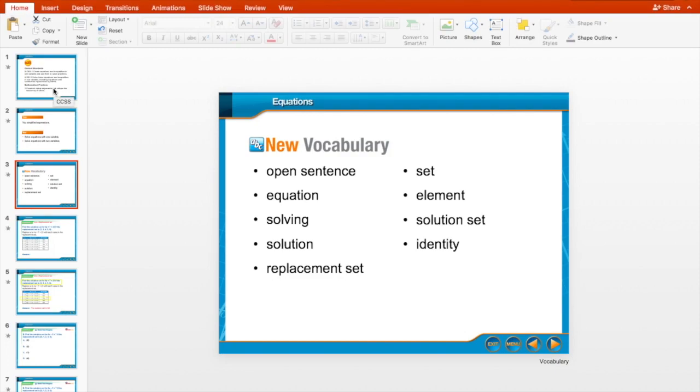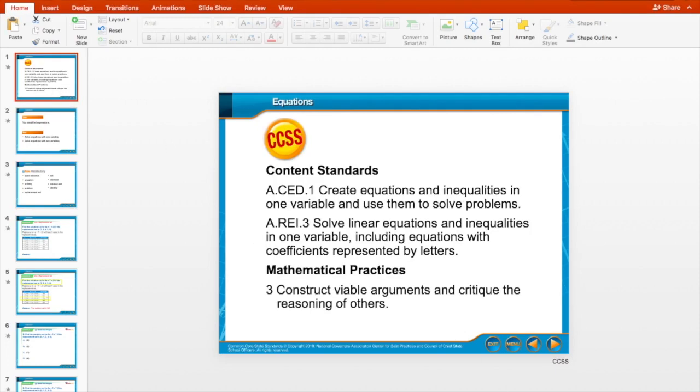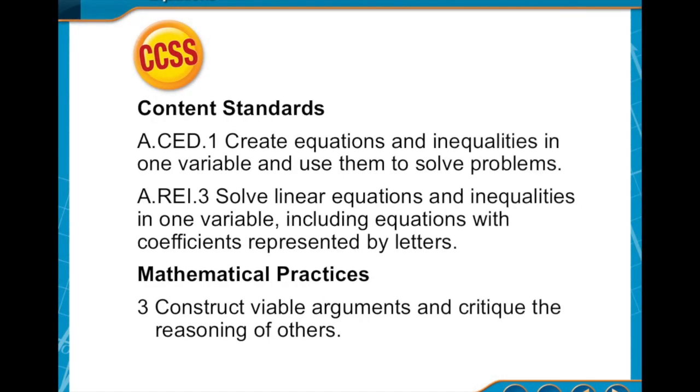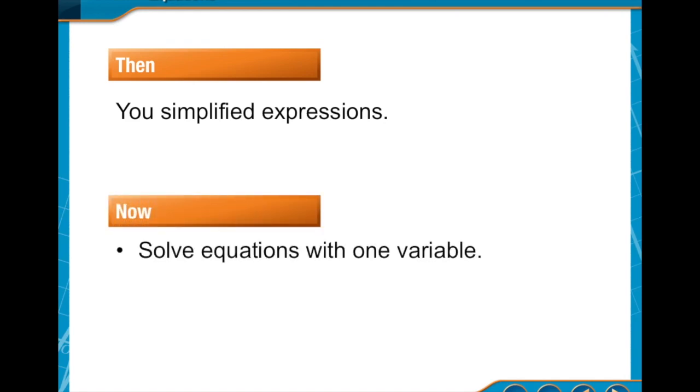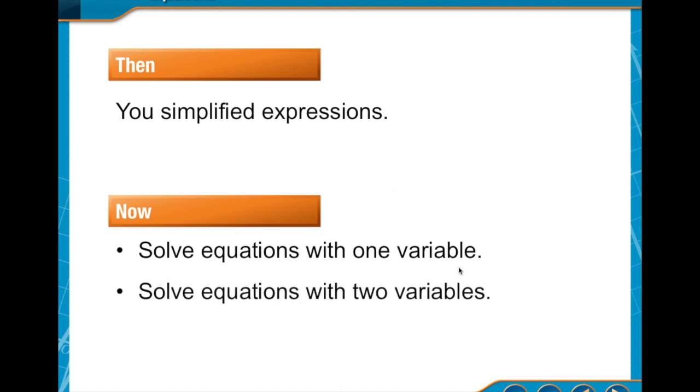All right, welcome to Chapter 1, Section 5. This is all about equations. So we need to know, can we understand what the components of equations are? Can we take the pieces and solve for variables? Before, we worked on simplifying expressions and order of operations. Now we're going to be able to solve equations with one variable and two variables.